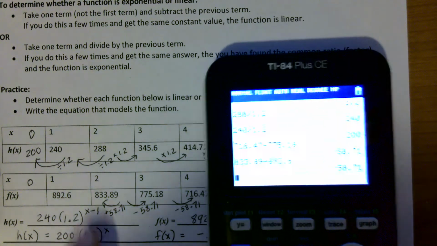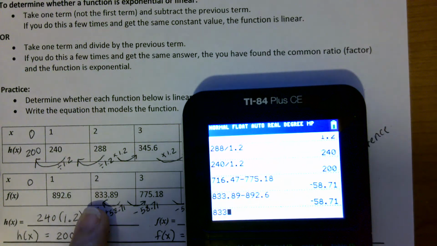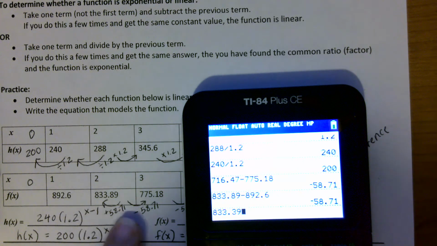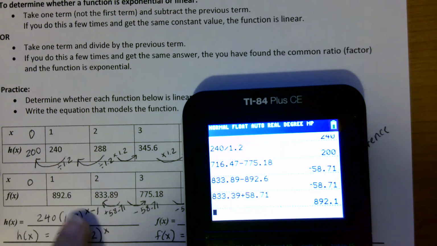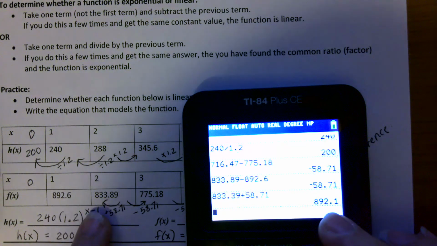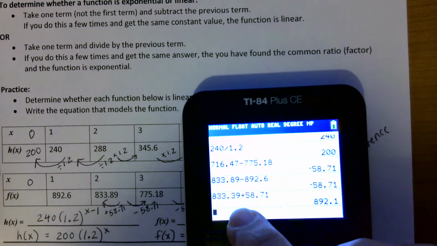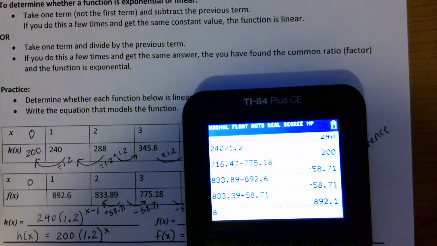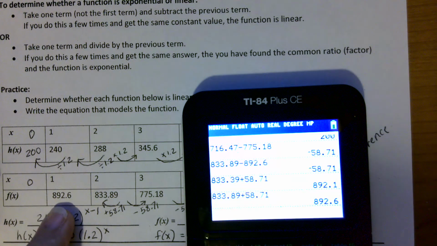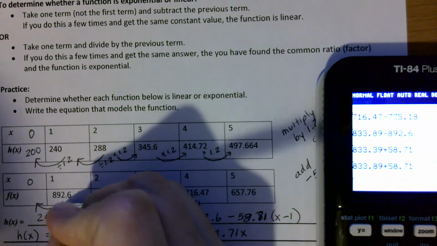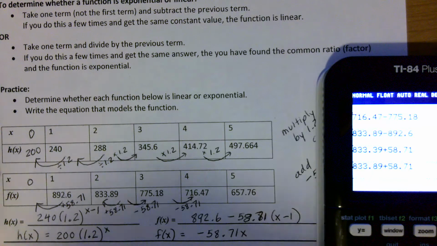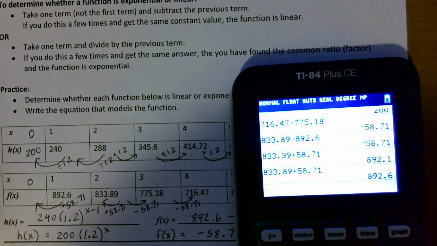Let's see how that worked. I clear out of this. 833.89. What happens if I do the opposite and I add 58.71? I didn't get my previous term, so let me look back up here. I made a mistake entering this. 833.89 plus 58.71. And I do get my previous term. So let's do that again. We're going to take this term, add a positive 58.71 and get my initial value.